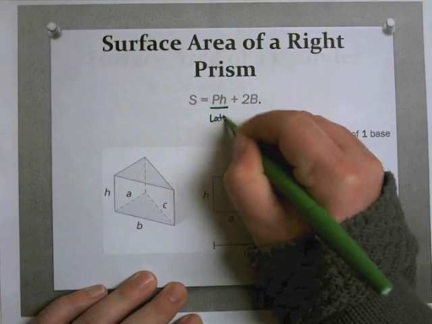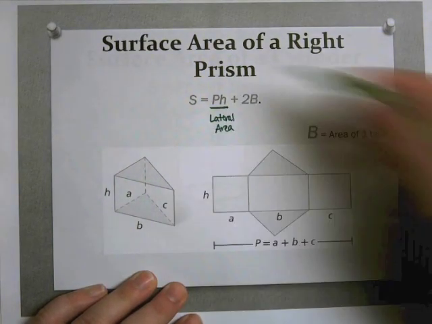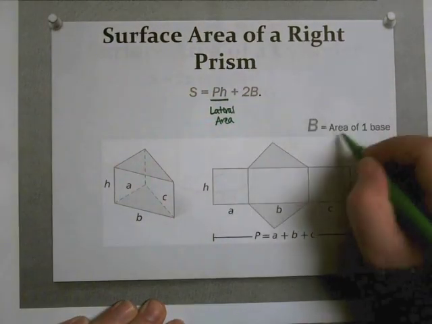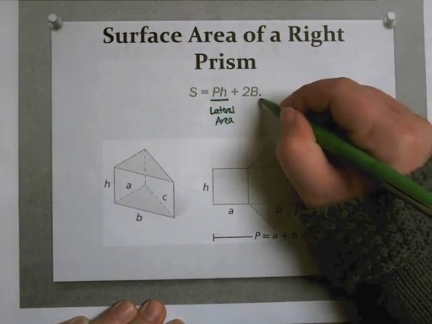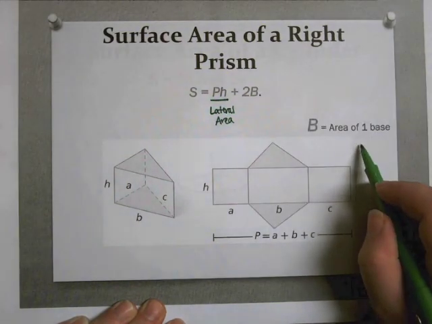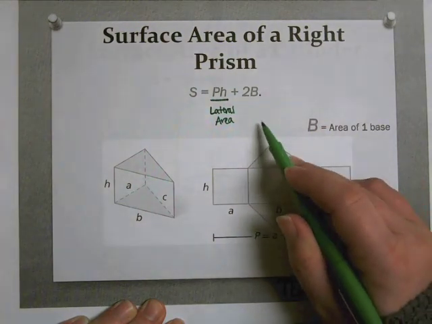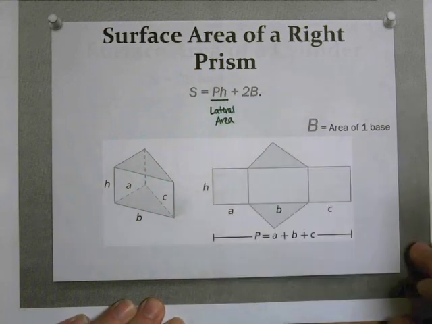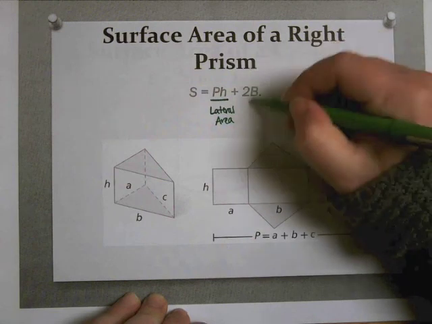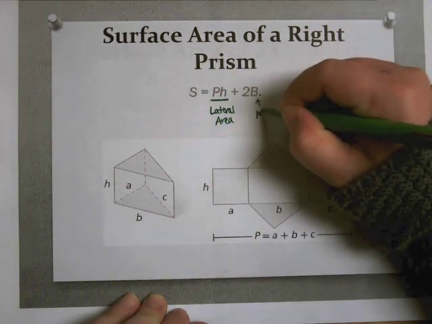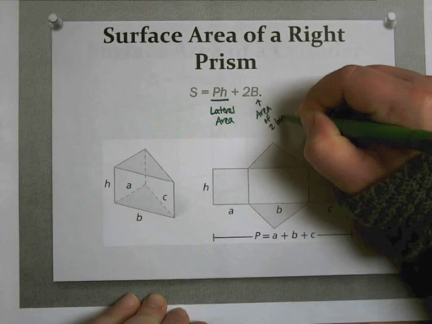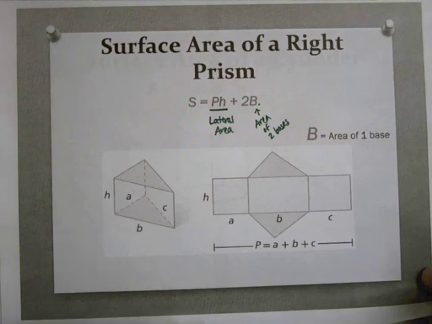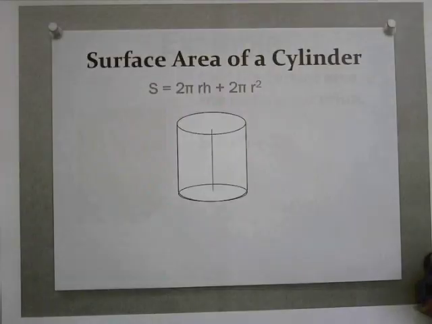Notice, this is our lateral area, the perimeter of the base times the height, but now we're going to add B, which is the area of one base. Well, because we have 2 of them, we're going to multiply that B by 2. So our surface area is equal to the lateral area plus the area of the 2 bases. So all we did was add this, which is the area of the 2 bases, to our lateral area. That's the surface area of a right prism.